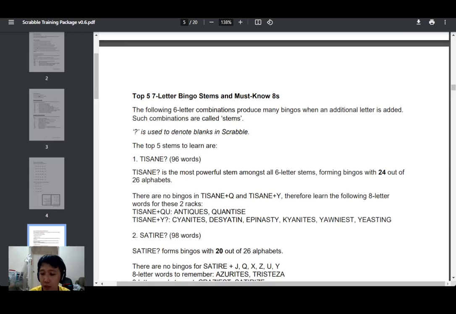Hi everyone. The next section will be on 7-letter bingo stamps and the must-know 8s. So here, I would say the handbook is a little bit more advanced because it assumes you already know the 3-letter words. Because I'm assuming that you have played some games like Boggle, which exposes you to the short words. But in Scrabble, we do not play short words all the time.